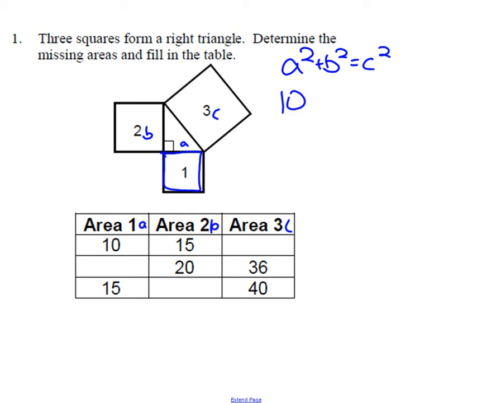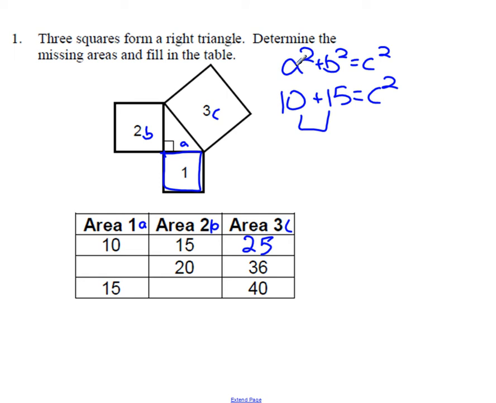So a squared is 10, b squared would be 15, and we want to know what c squared is. So it's actually really simple. You say, what's 10 plus 15? 25. So what's the area of this box right here? 25. And that's it. Well, it's not. Okay, 20 points off.